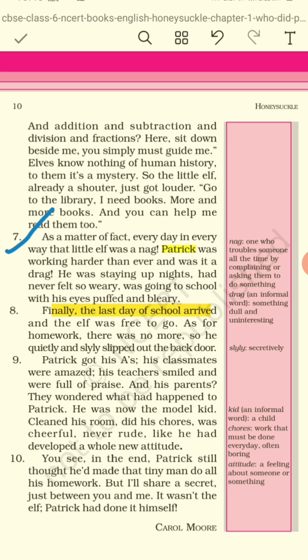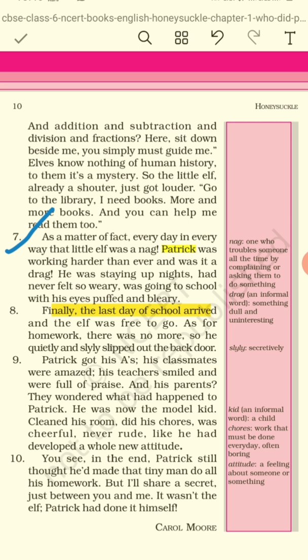Now Patrick got his A's. His classmates were amazed. The same Patrick whose grades were usually very poor now ended up getting A's in homework. It was some sort of magical moment for Patrick. His classmates were amazed. His teachers smiled and were full of praise. And his parents, they wondered what had happened to Patrick. He was now the model kid, someone people look up to.